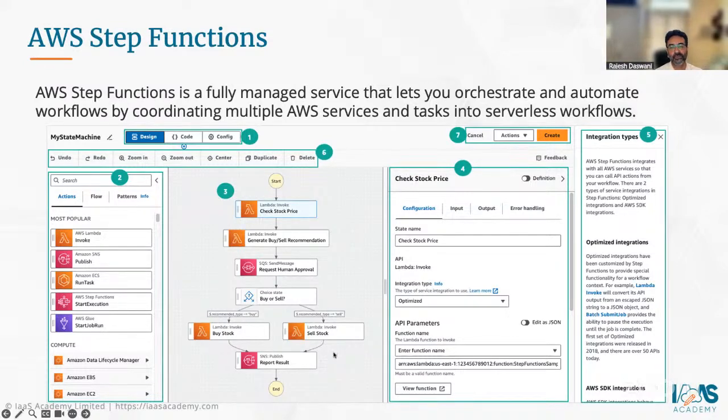So you can build your serverless workflows calling different Lambda functions and different services as you perform these workflows, and build all of this up using Step Functions. That's pretty much all you need to know for the Cloud Practitioner exam.